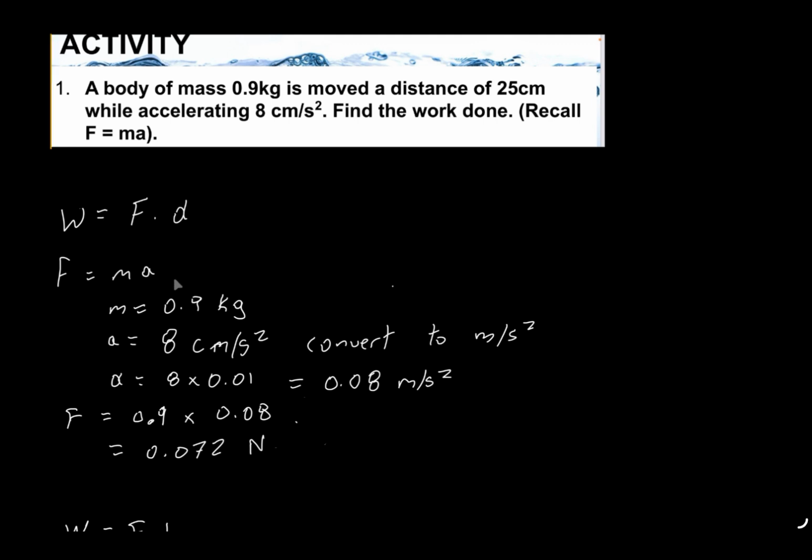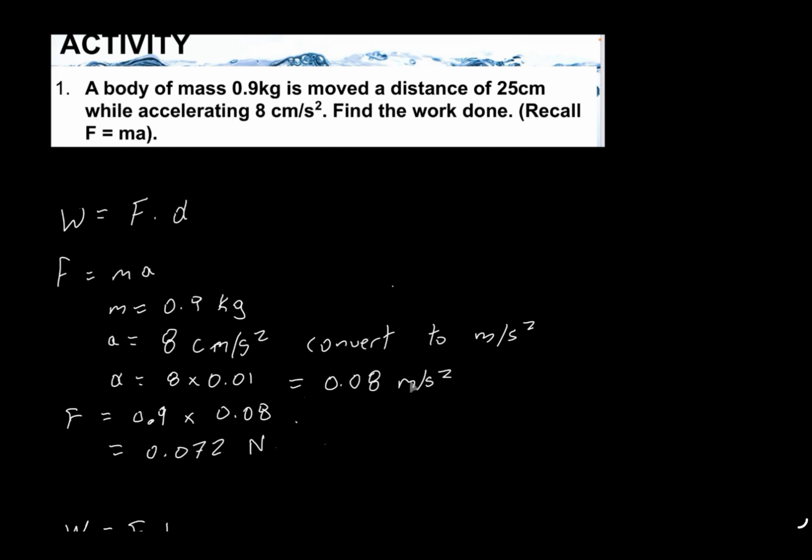So we're given that the mass is equal to 0.9 kilograms. We note that. And that the acceleration is 8 centimeters per second squared. But we need to convert this to meters per second squared. So we are going to either divide by 100 or multiply by 0.01. So here we multiply 8 times 0.01. And so our acceleration now is 0.08 meters per second squared.